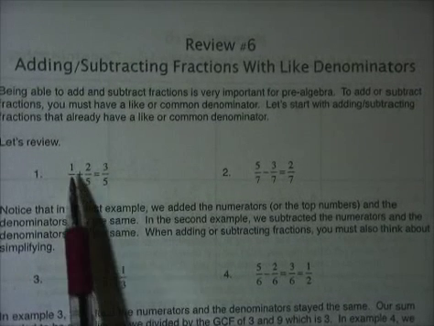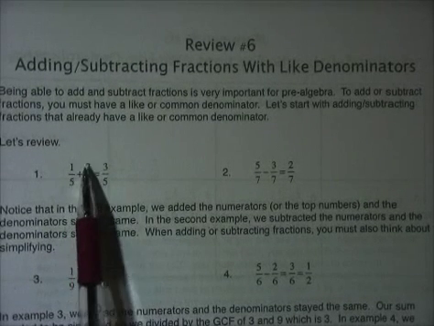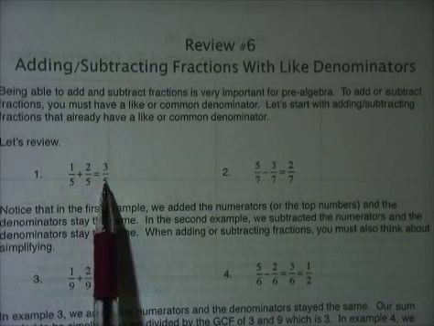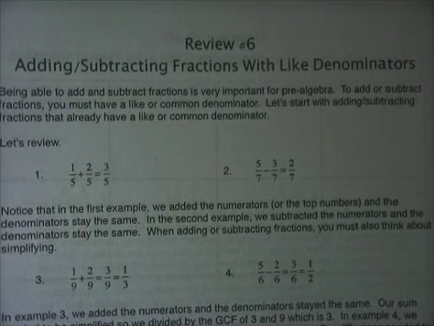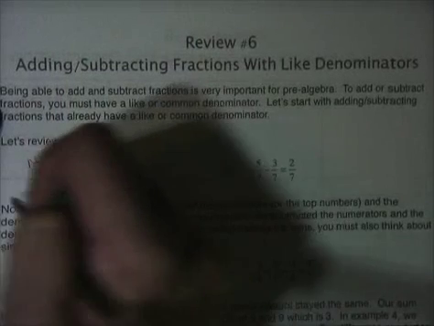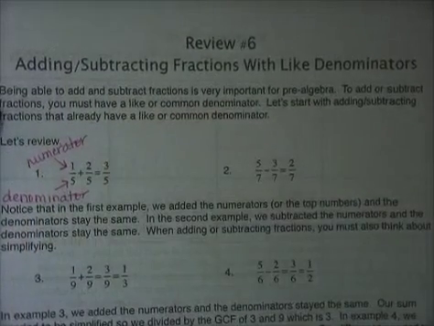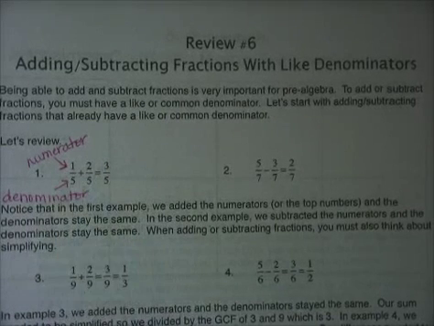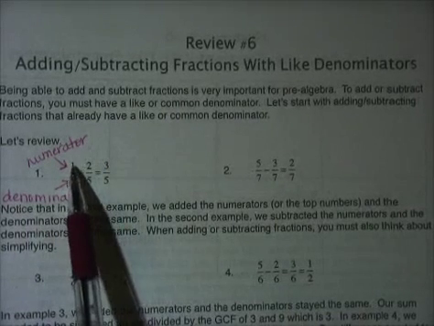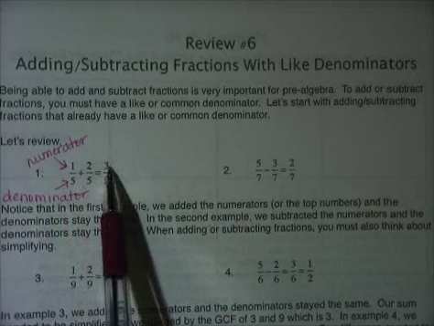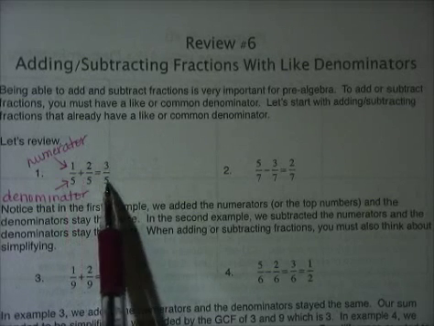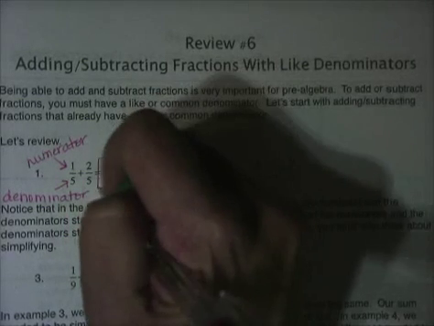So let's review. We have 1/5 plus 2/5 equals 3/5. Let's start with just a little bit of review as to what we're doing here. The top number is always called your numerator, and the bottom number is your denominator. What we do in adding fractions with like denominators is we add our numerators together. So 1 plus 2 is 3, and our denominators stay the same, so 5. So your answer is 3/5.